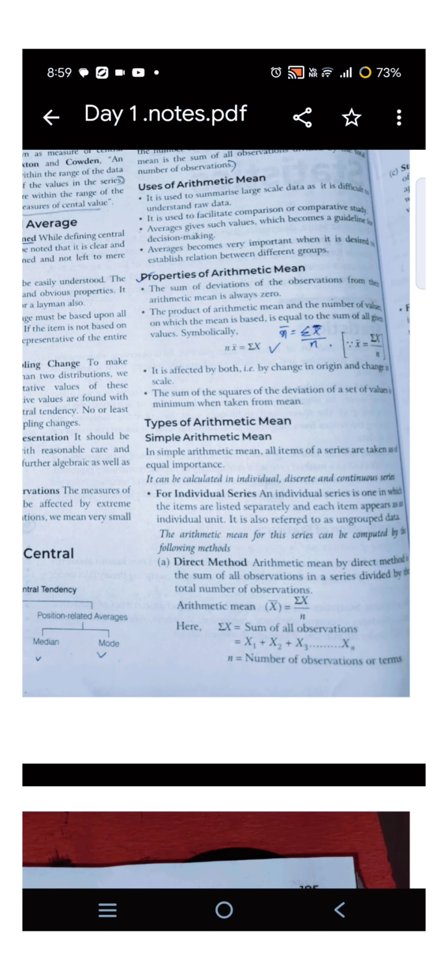It is affected by both change in origin and change in scale. The sum of squares of deviations of a set of values is minimum when taken from the mean. That is an important point.